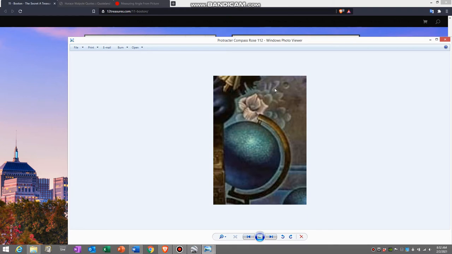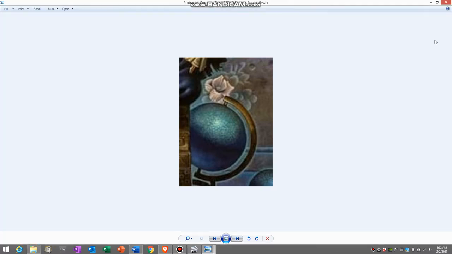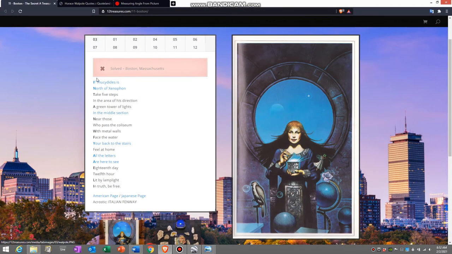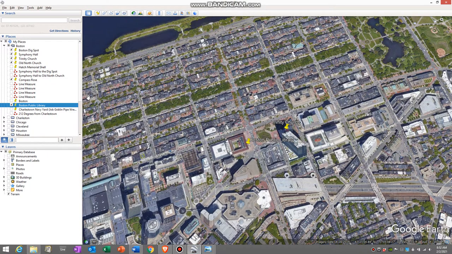Right above that, this number here was used in reverse to find the zip code for the North End. But if you just take this part right here, you have 112 with this circle right here, which would be the degree symbol. So 112 degrees from the compass rose using the protractor. That's essentially the breakdown of that. So if we take a look, there is one place in Boston where there is a compass rose.